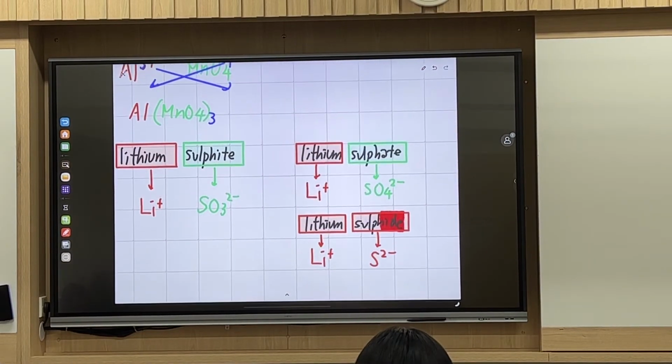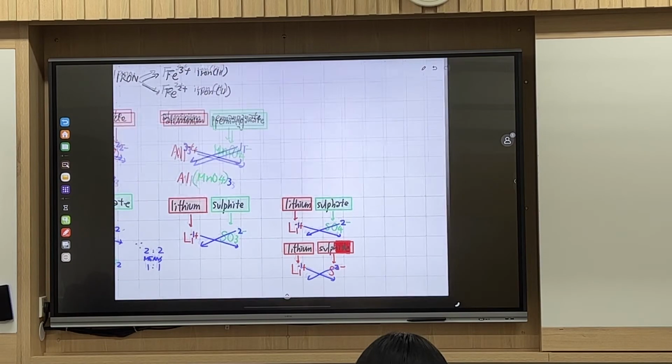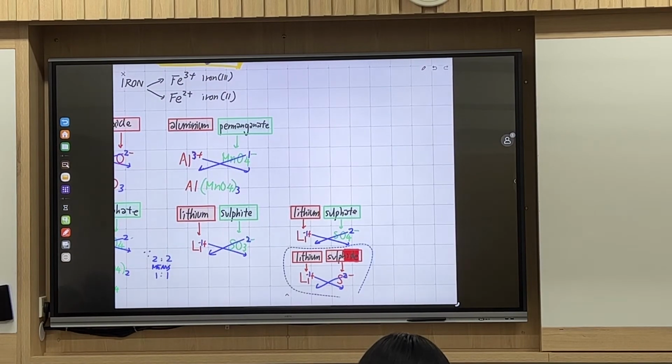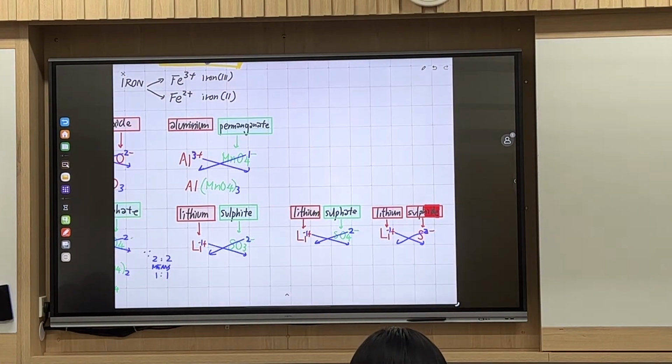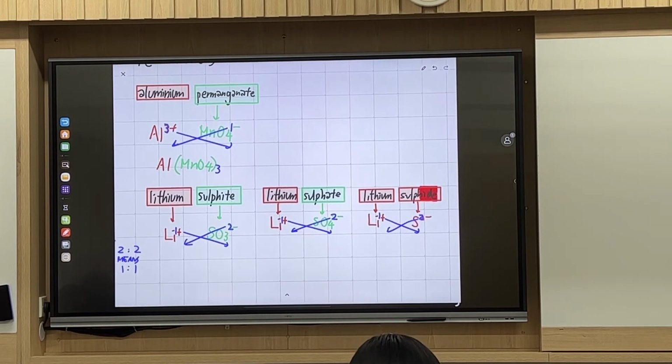Now all of you work on these three together. I want you to tell me what formula you will get when you swap the numbers around. We'll check the answer in 20 seconds. Make sure you actually work on it. Don't wait for the answer. You should be working on it. On the test, you're on your own anyway. So do the cross here and tell me what the formula is at the end.